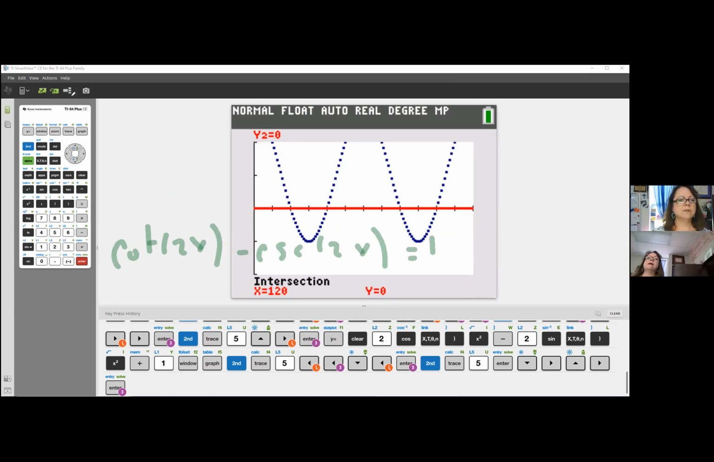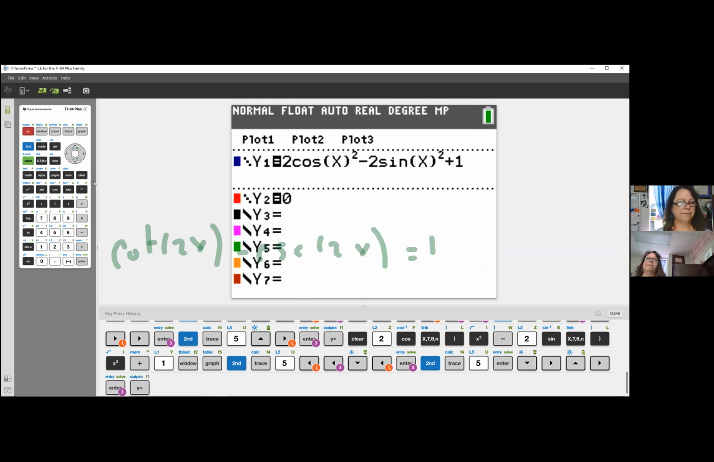All right, so mouse, y equals, clear. All right, so cotangent is going to be 1 divided by the tangent, the reciprocal identity, of 2x.